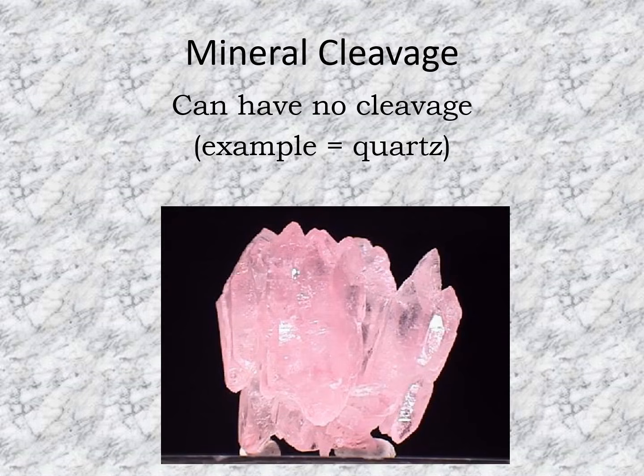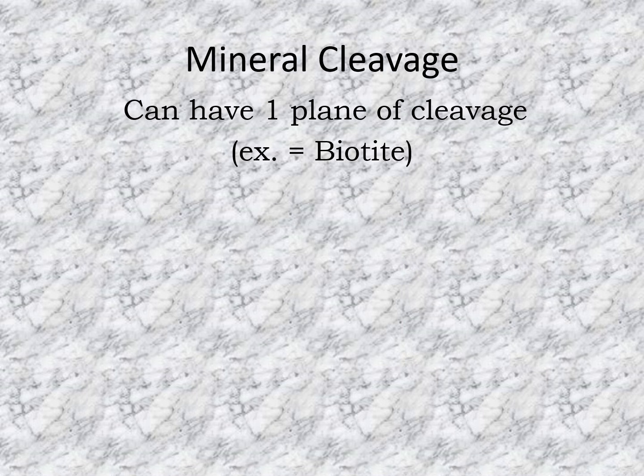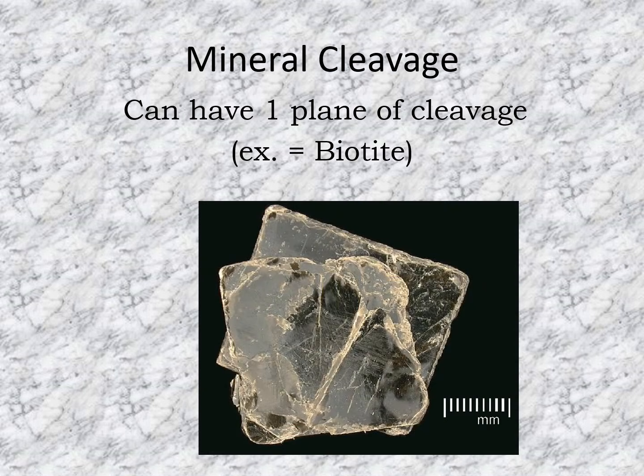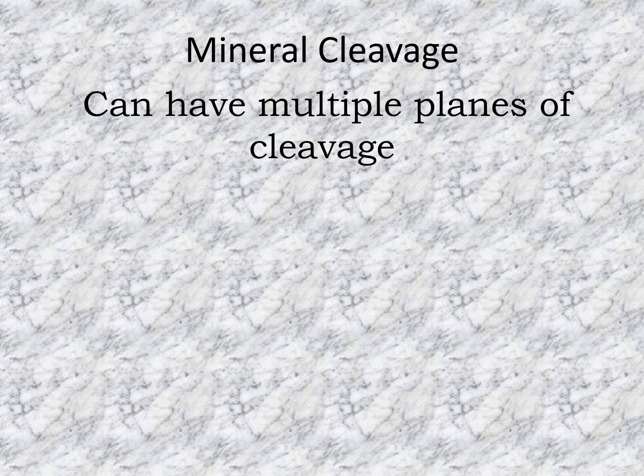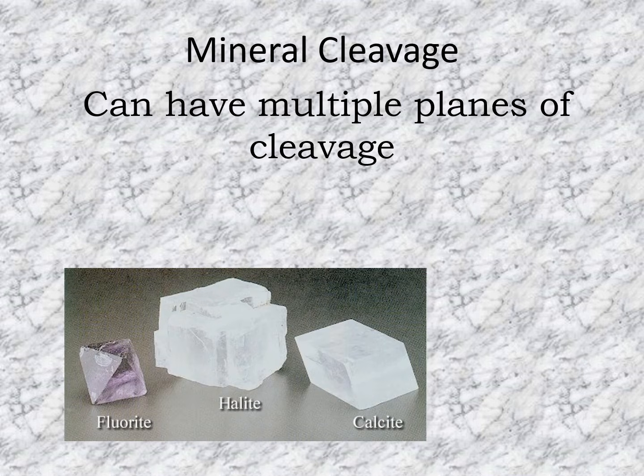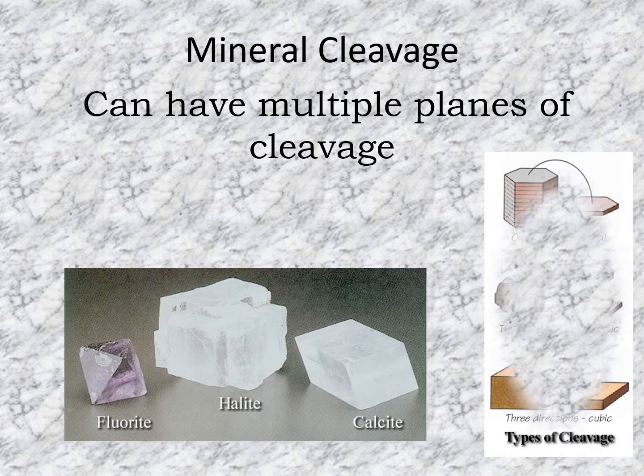So, what we call this is fracture. When a mineral has no cleavage, it is called fracture. A mineral can have one plane of cleavage just like biotite. There is our sample. Third, minerals can have multiple planes of cleavage just like fluorite, halite, and calcite.